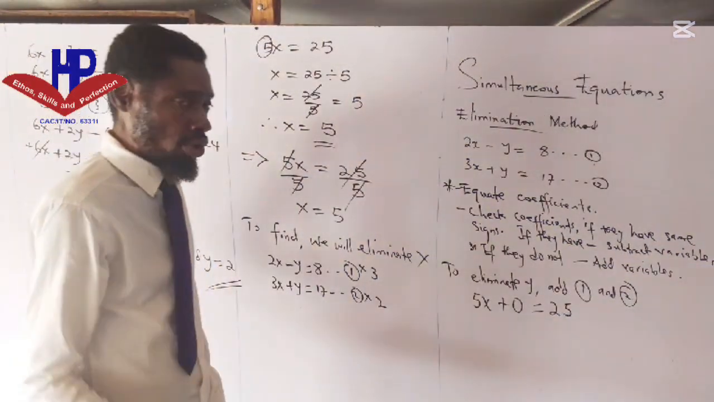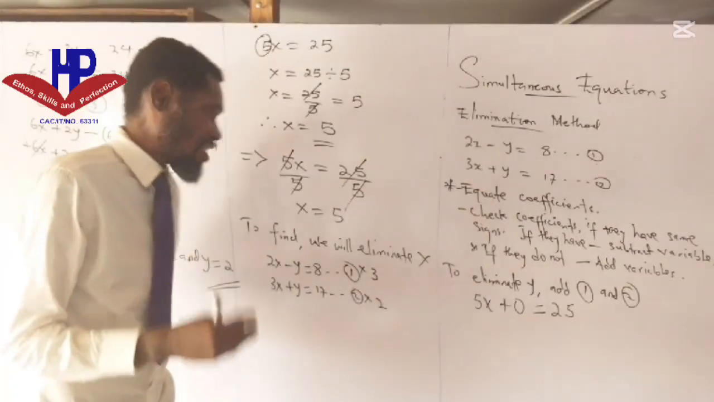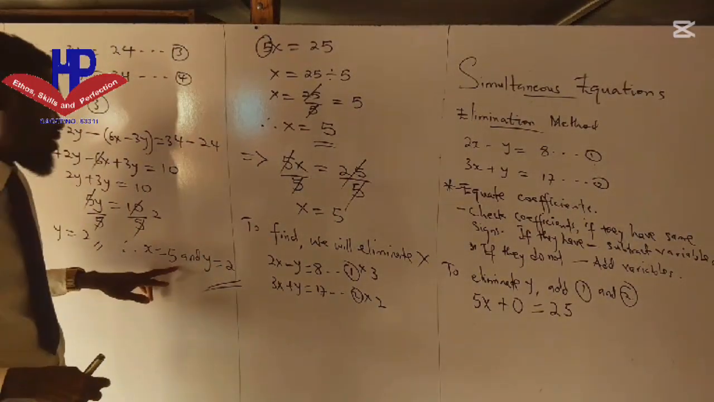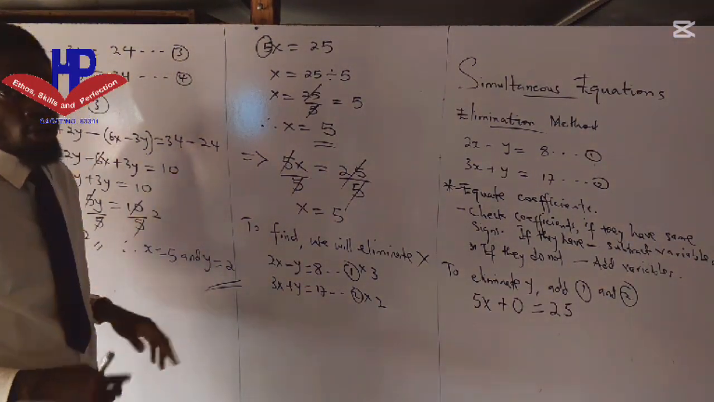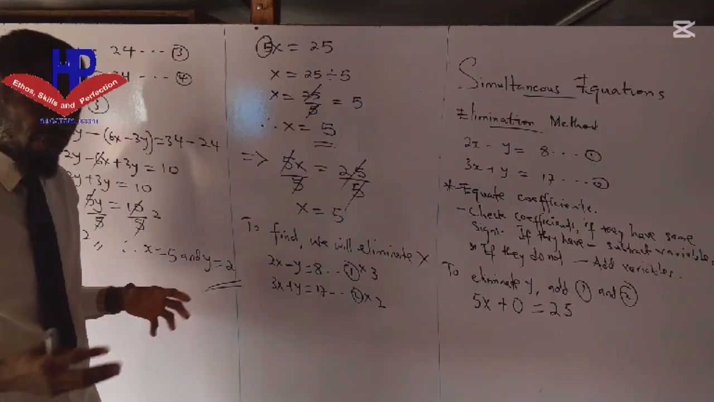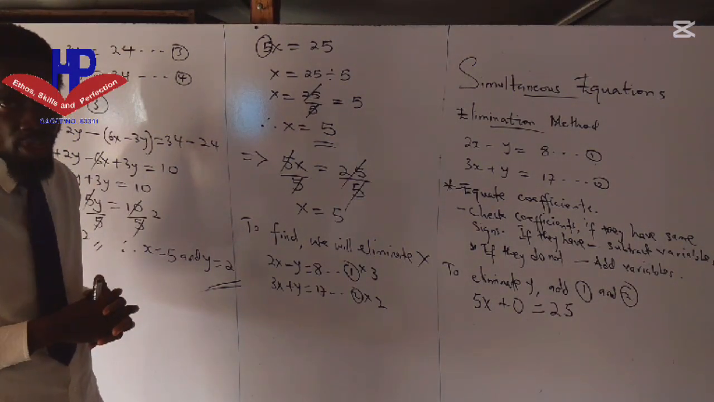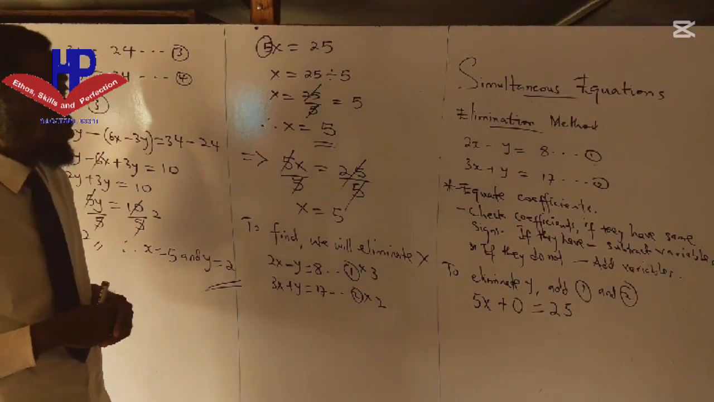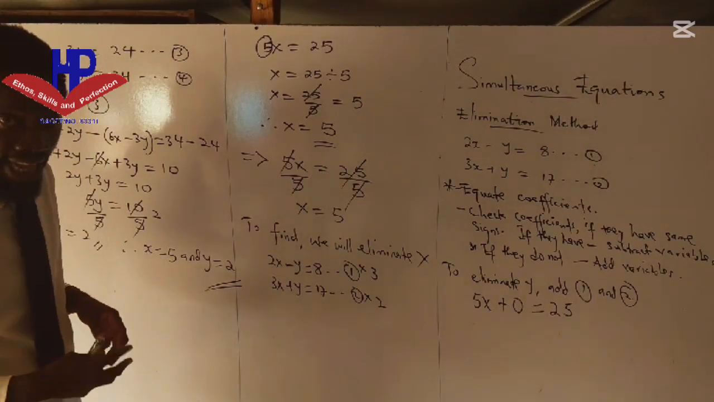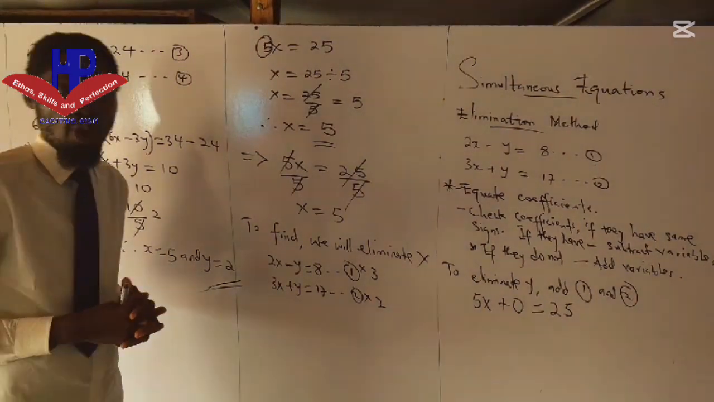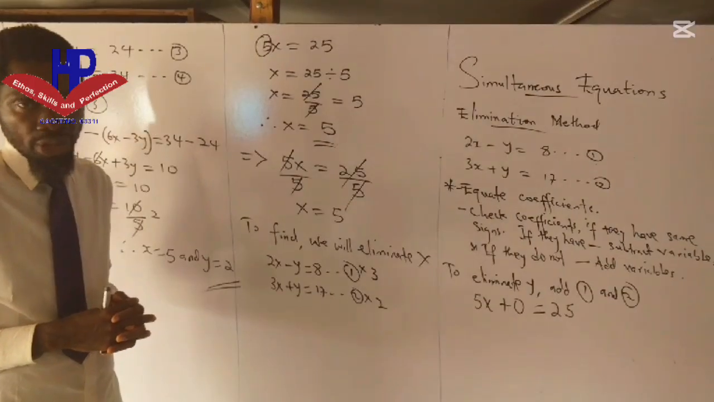And if any of you are going to use the other methods, you will arrive at x is equal to 5 and y is equal to 2. I want to believe you understood this method that I carefully put down. If you do not, you need to replay the video for you to have a better understanding.